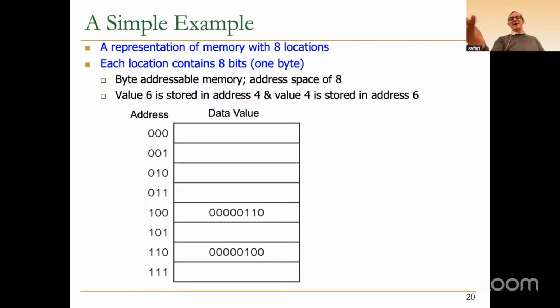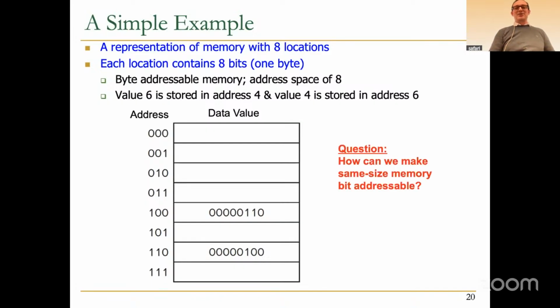So this is an example from Patt and Patel also. If you look at this, value 6 is stored in address 4. Address 4 is this, and value 6 is stored there, and value 4 is stored in address 6. Just to confuse you. It's not confusion, of course. You know how to deal with your bits probably, right?